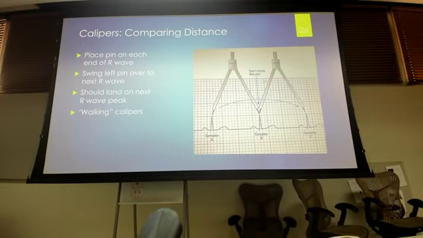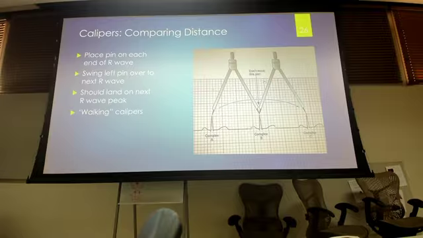We want to use those calipers in real life, not just on an exam, and that helps us. You put the pin, a little pointy part of the caliper, on the first R wave, and the other point of that caliper goes on the very next R wave, okay? Then we call it walking or swinging the calipers. On this second R wave, the pin stays there, and you're going to walk the calipers to the next R wave.